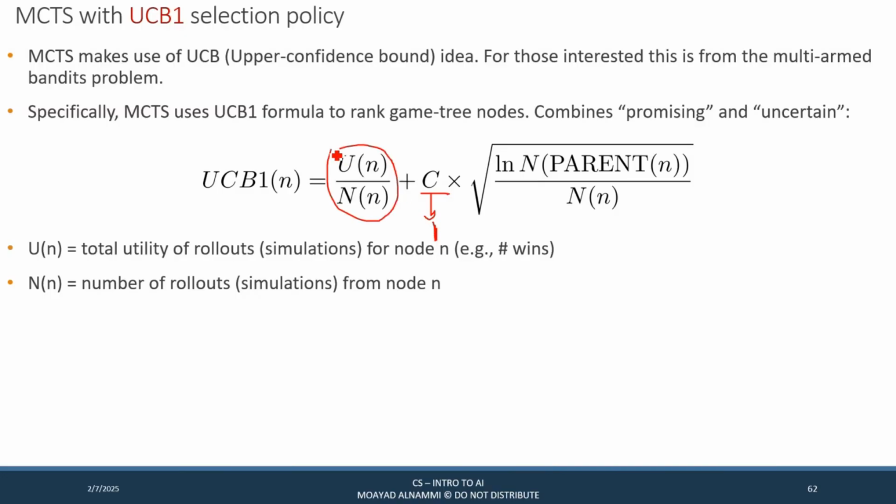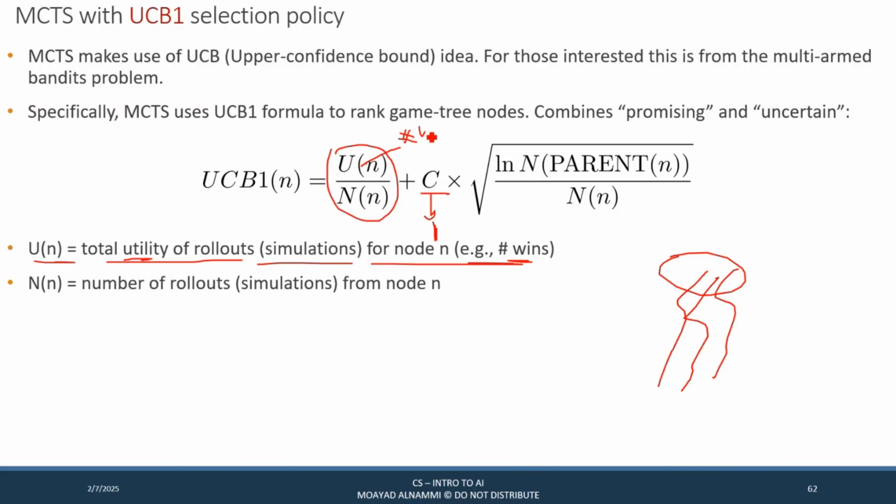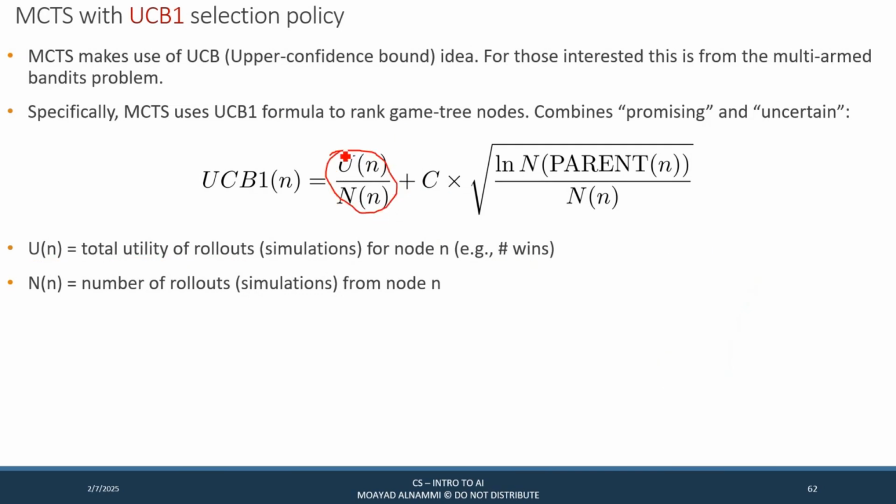The first term is called exploitation. What is this computing? U_n here is the total utility or reward of the simulations for node n. In other words, this is the number of wins from the game state. I'm going to do simulations, so U_n is the number of wins I get from those simulations. N here is the number of simulations I did at this game state. So this term is just computing the average win rate for the given game state.